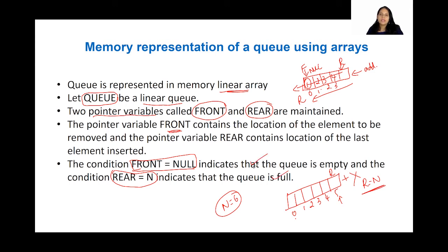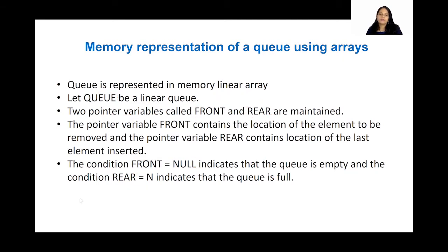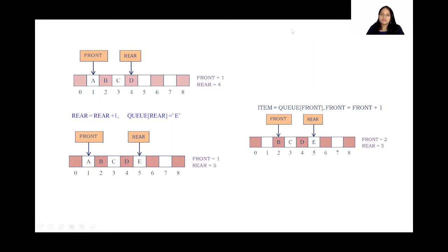One is for queue is empty when front is equal to null, and when rear is equal to n, the queue is full. So this condition we are going to use again and again in our algorithms also. I hope these representations are clear. Now, see this image. With this, it is going to be all the more easier. So this is the memory representation of a queue using array.